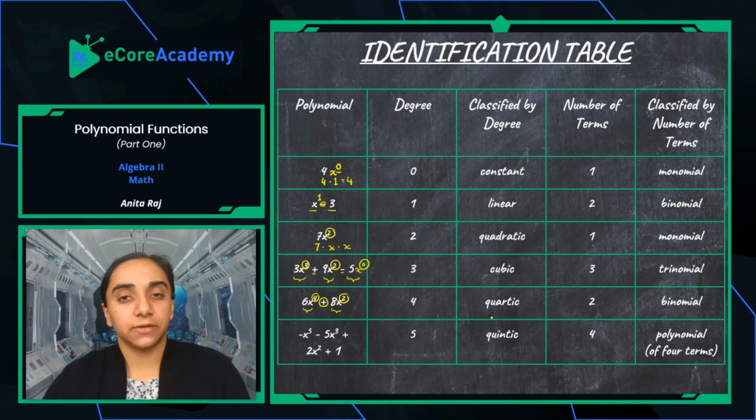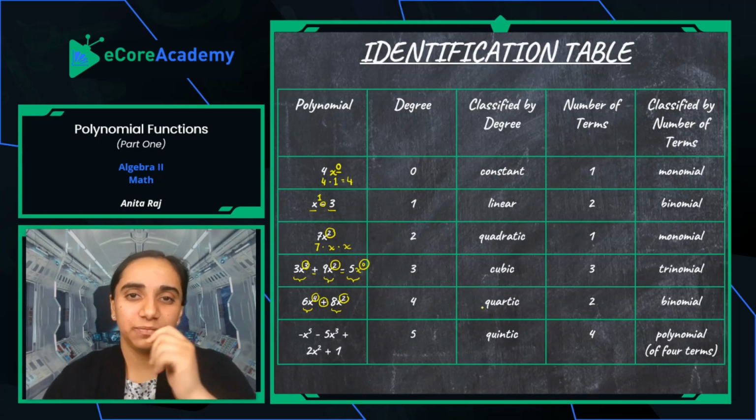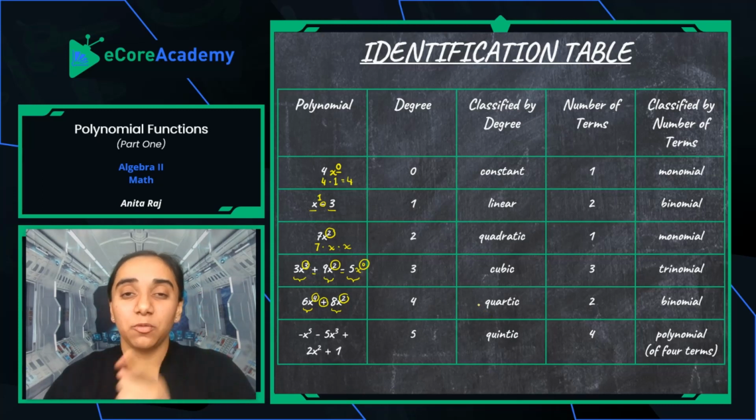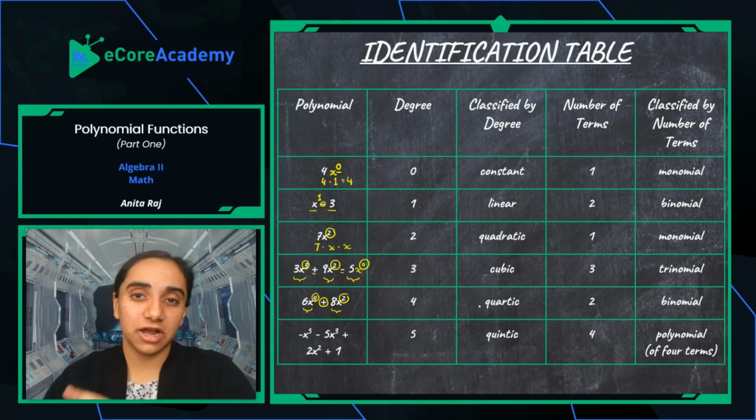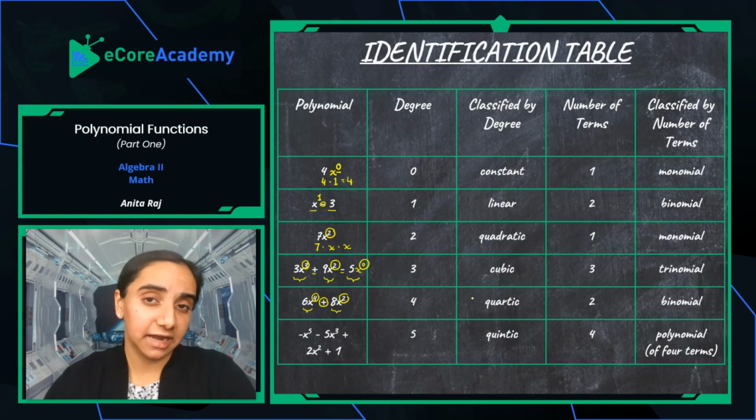4 is quartic. So that's probably not as common to you, so I'm just going to run through them. If it's 0, constant. 1, linear. 2, quadratic. 3, cubic. 4, quartic. 5, quintic. And then so on. I wouldn't worry about the larger ones. You might encounter them, but I wouldn't worry about them. So because it's a 4, it's quartic. So to determine the number of terms, we got 2. 2 is binomial.